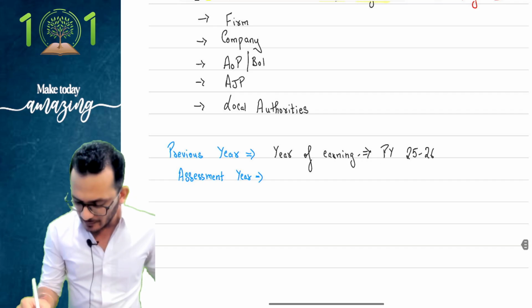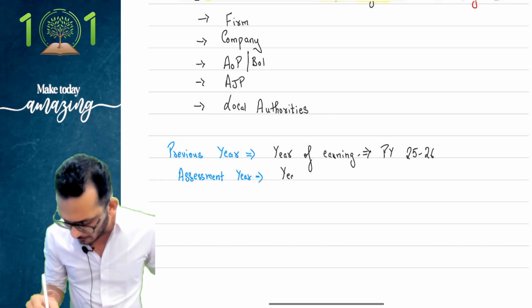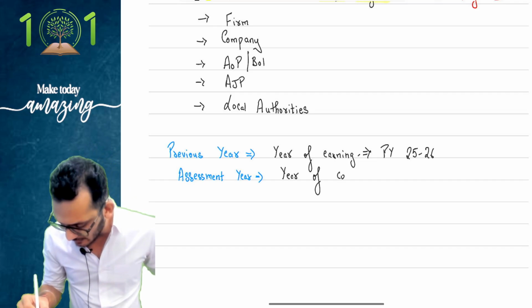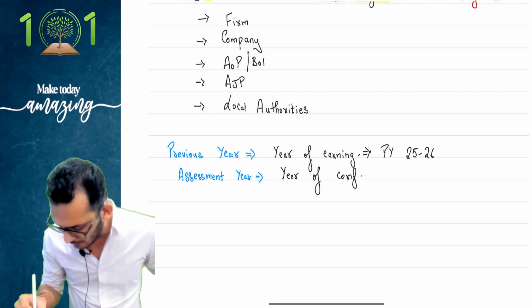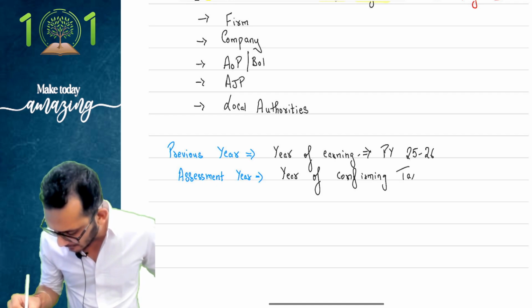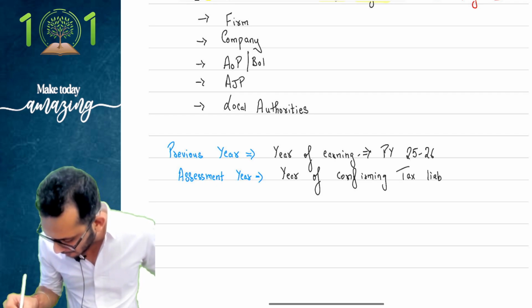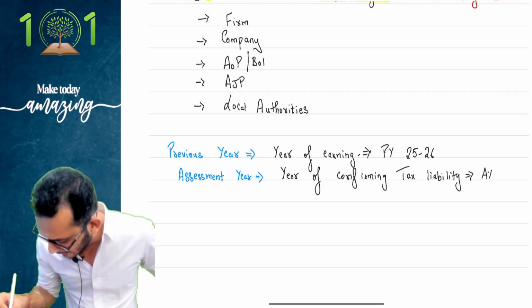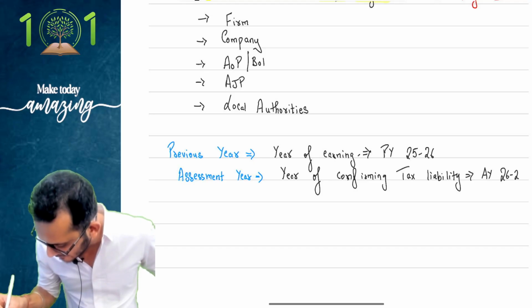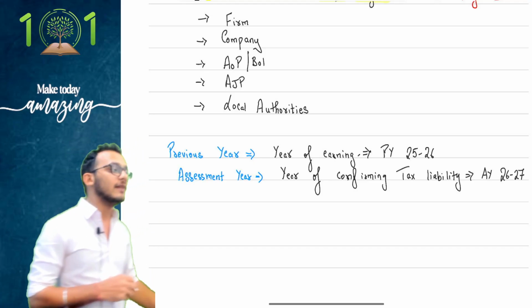So assessment year is basically going to be the year of confirming the tax liability, which for your exam is going to be assessment year 26, 27.